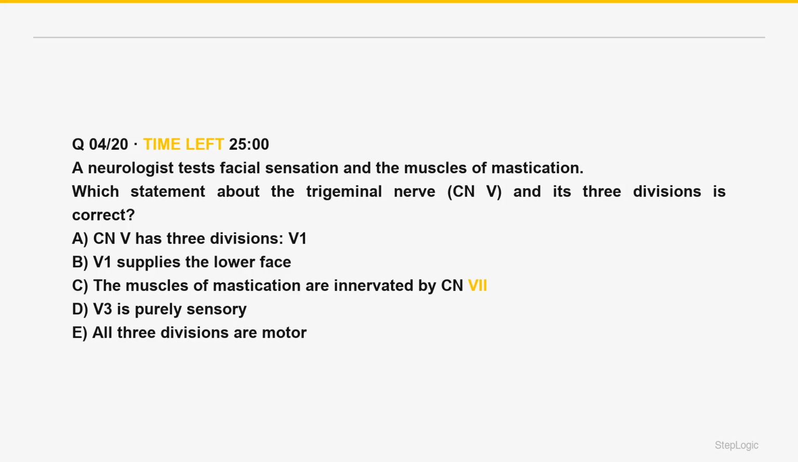Which statement about the trigeminal nerve, CN5, and its 3 divisions is correct? A neurologist tests facial sensation and the muscles of mastication. Read the command. Which trigeminal statement is correct? V1, ophthalmic, sensory, superior orbital fissure. V2, maxillary, sensory, foramen rotundum. V3, mandibular, sensory plus motor mastication, foramen ovale.